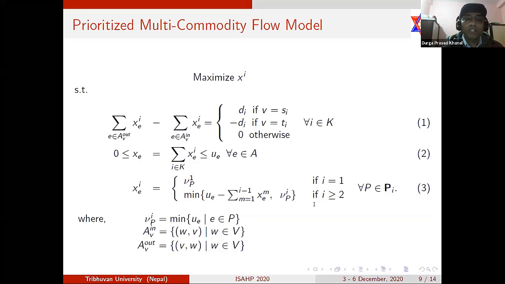Here x_e^i means the flow on arc e with commodity i. The equation shows that the first priority is for i equals 1. So μ(P_1), the bottleneck capacity on the arc, is given to commodity 1 first. Afterwards, if any residual capacity on the arc is left, the priority is given to the second commodity. And afterwards, if there is still residual capacity, the priority is given to the third, and so on.